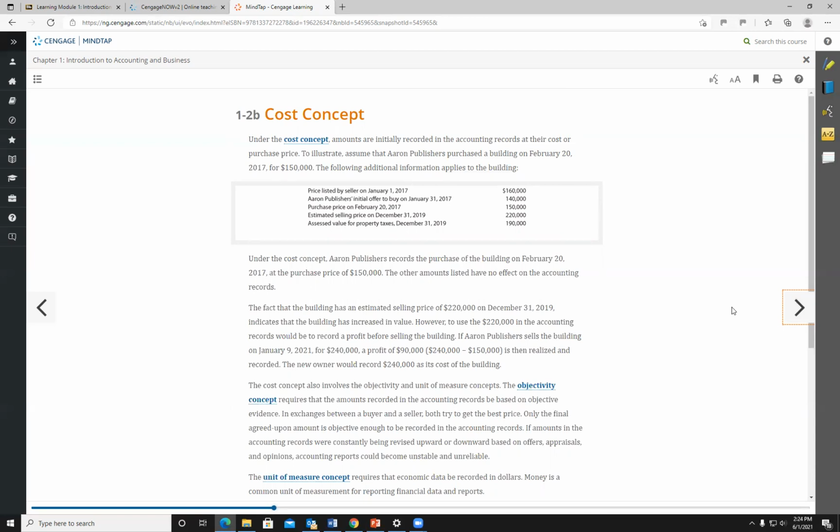Simple. Under the cost concept, Aaron Publishers records the purchase of the building on February 20th, 2017 at the purchase price of $150,000. The other amounts listed have no effect on the accounting records.